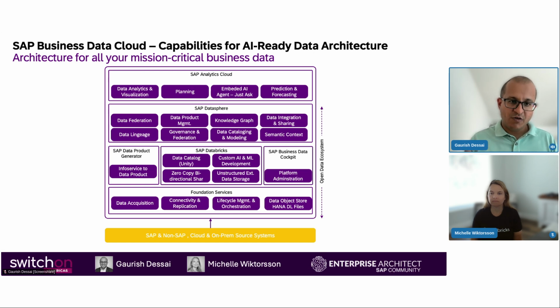And then on top of that is the Analytics Cloud, which allows you to do the visualization, planning, embed the AI agent, which is Joule, Just Ask, and then predict and forecast on top of your existing data. So that is the business facing layer of the BDC, and that is where your business users interact, right? So that is a breakdown of all the components of Business Data Cloud.